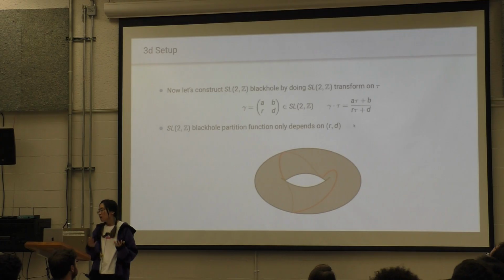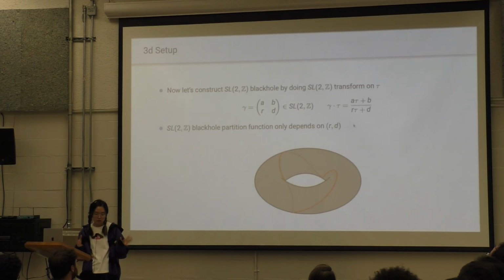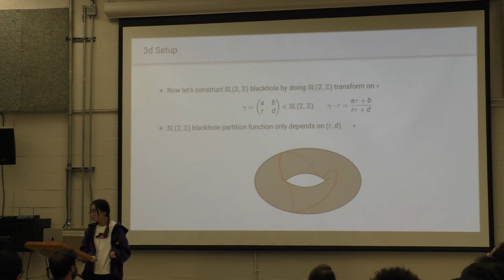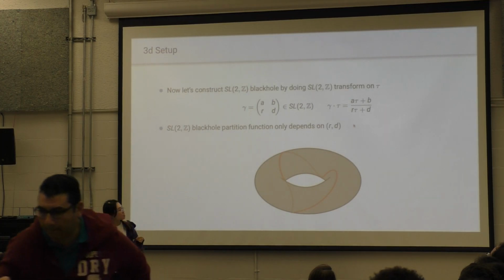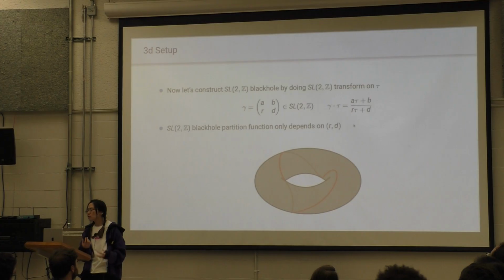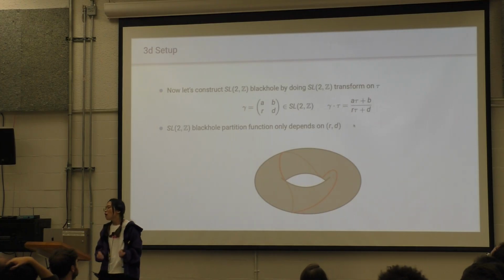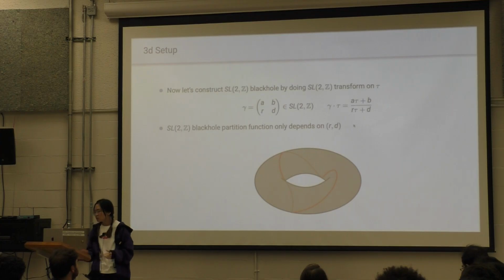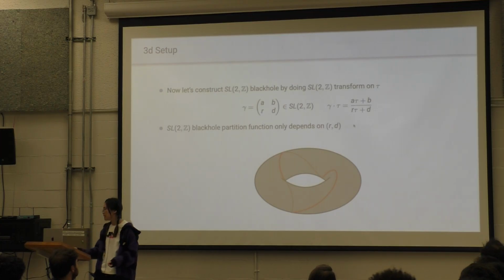And then after doing this transform on the torus boundary, we fill in the inside, and then we get an SL2Z black hole. So this red circle is the spatial circle. The SL2Z black hole partition function only depends on the ratio between C and D, so we will label these black holes by these parentheses (C, D).